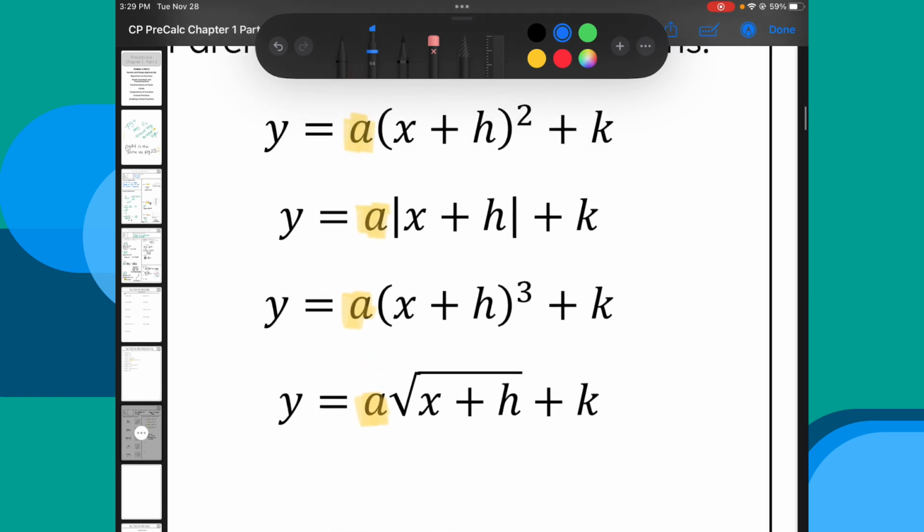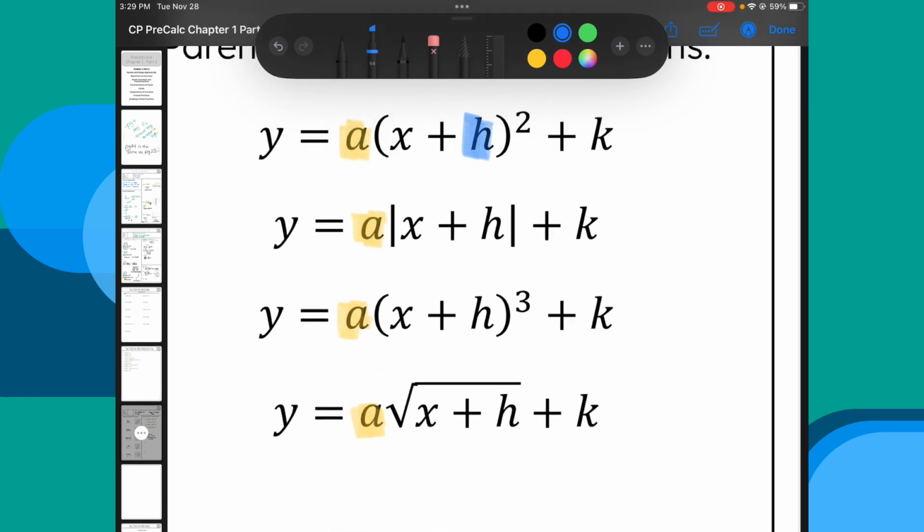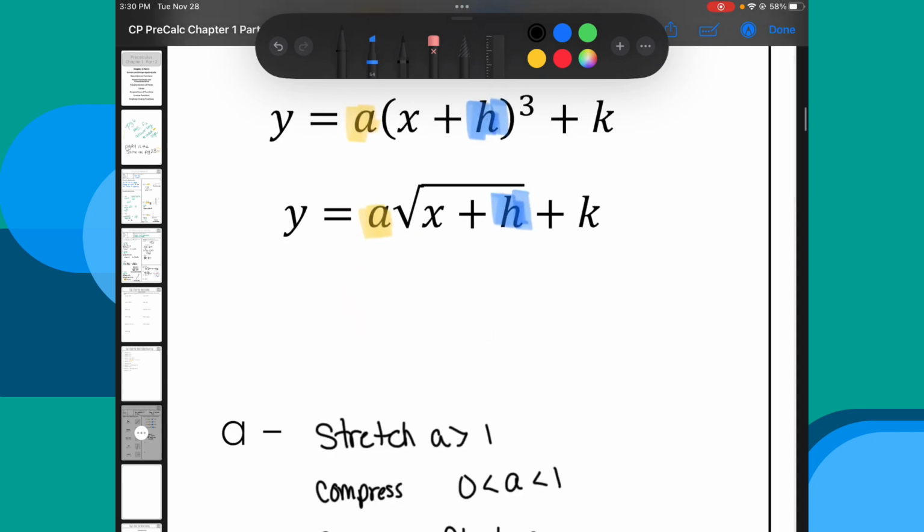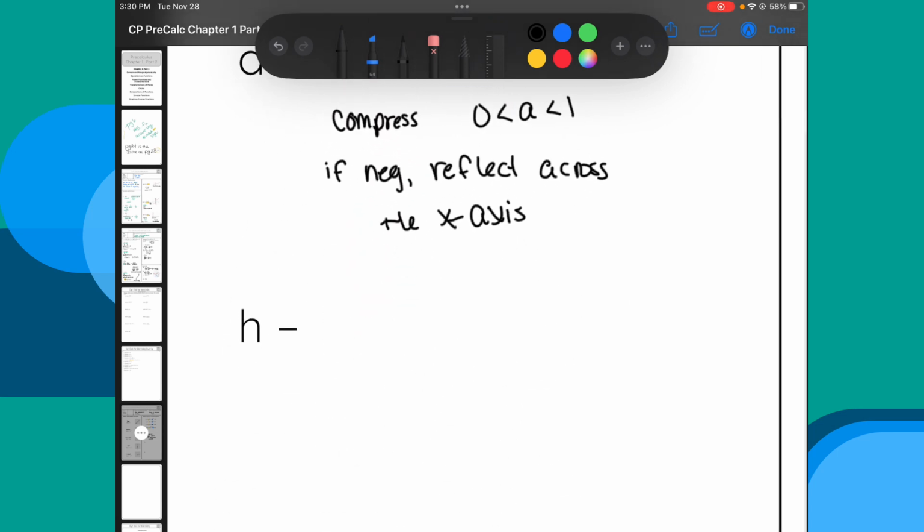The second number that we can see here is our h value. Our h value is always located inside the parent function. So you can see it's inside the parentheses here. Here it's in the absolute value. It's inside the parentheses and it's underneath that radical. When you have an h value, your h value is going to shift your graph left or right. If h is positive, it's going to shift to the left. And if h is negative, then it's going to shift to the right.